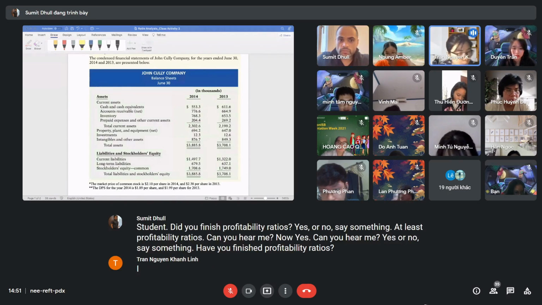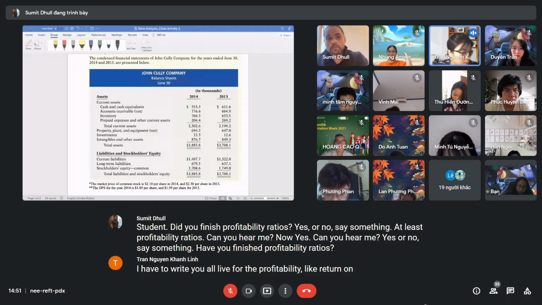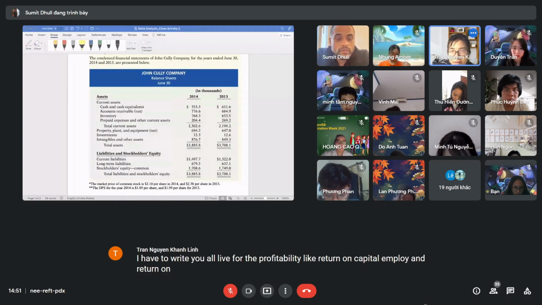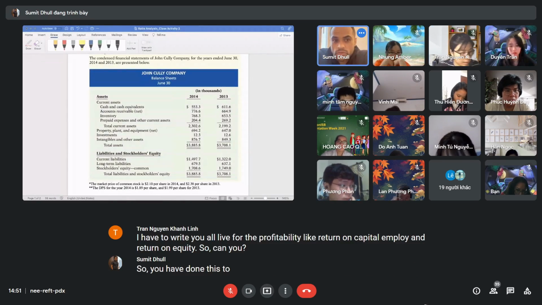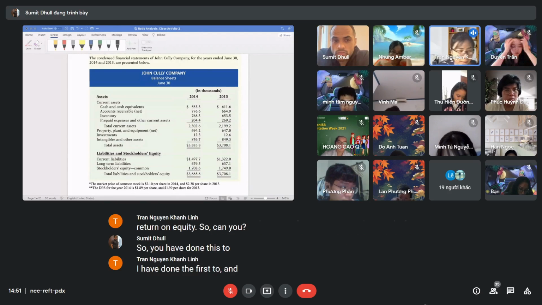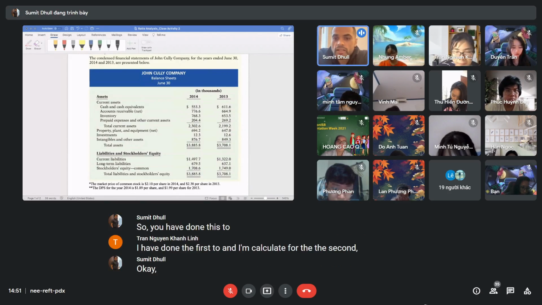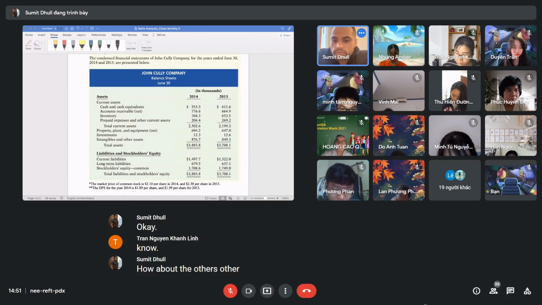I have two ratios left for the profitability, return on capital employed and return on equity. So you haven't done these two? I have done the first two, and I'm calculating the second. Okay. How about the other students?